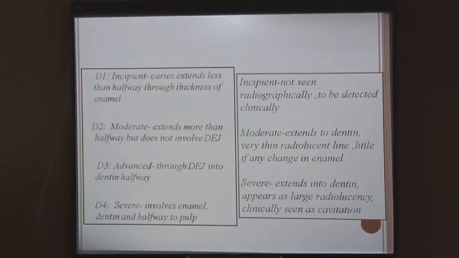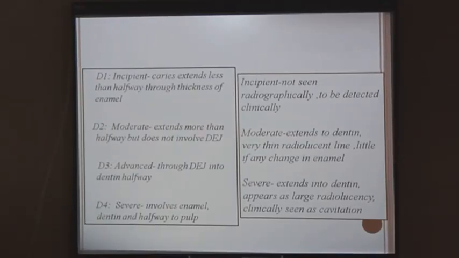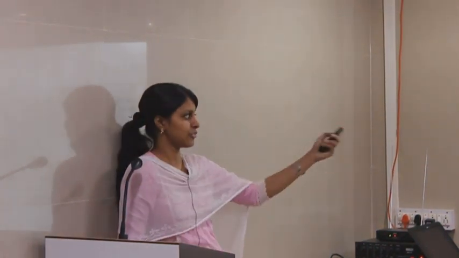Radiographically you cannot see an incipient caries. Moderate means it will extend to dentine and you will have a thin radiolucent line, and severe means it is going to involve a large radiolucency, seen as a cavitation. That is your radiographic appearance for all this.